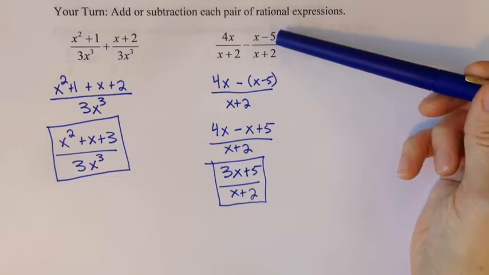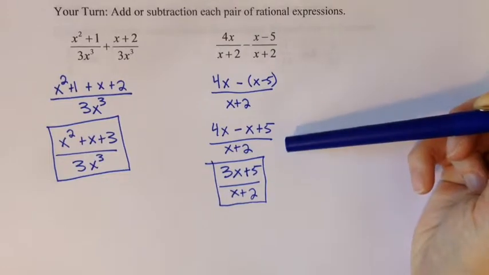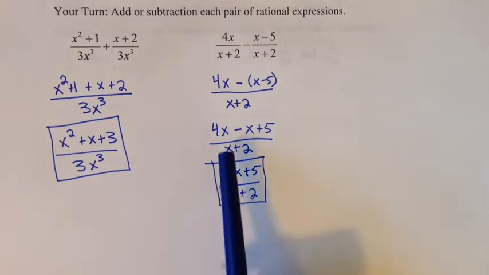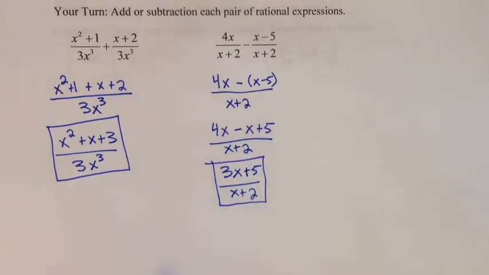Now, I believe that you could go straight from this step to this step if you feel confident. Just don't forget about that sneaky negative sign. Now that I've got 4x minus x plus 5 on top, I'm going to see if I can combine any like terms. 4x minus x is 3x, and I've still got a plus 5.